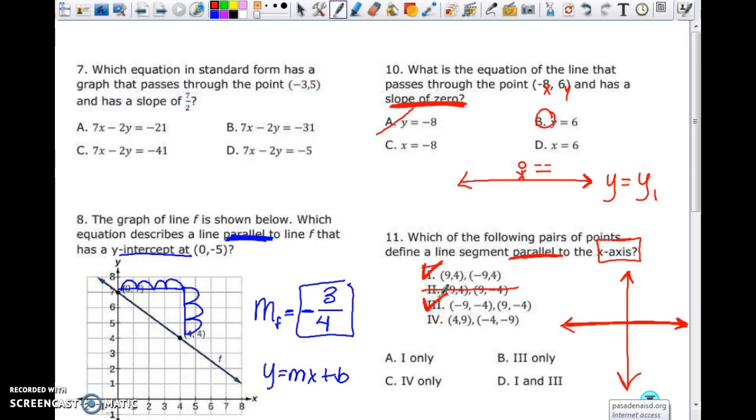So 1 and 3 would work. And by looking at my answer choices, I don't even need to bother with 4 because 1 only? No, that's not correct because it's 1 and 3. 3 only? Nope. It's 1 and 3. 4 only? No, I haven't even got to 4, and I know I needed 1 and 3. So it had to be D. So I don't even need to waste my time with that. Okay?